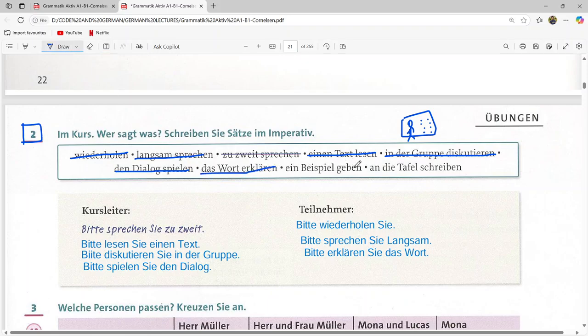Ein Beispiel geben. Give an example. Who can say this? The students. So, bitte geben Sie ein Beispiel. Beispiel means example. Okay.